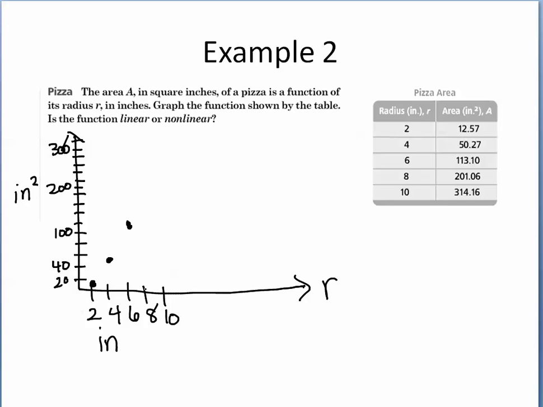In 8 inches, I get to 201.06. Okay. It's about here. In 10, I go 314. It's about here. That's a little high. So you can see it's not exactly doing a line. Like a line would be like this. It curves. It goes higher. So this is non-linear.